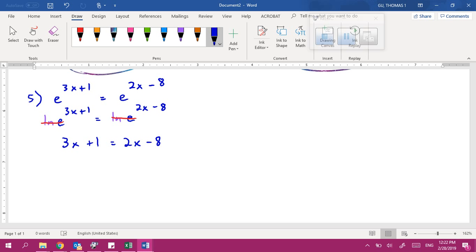And so then from here, how do you solve for x? Subtract 2x. That's going to keep the x term positive, which is easier than dealing with negatives. And then? And so x equals, that's right.